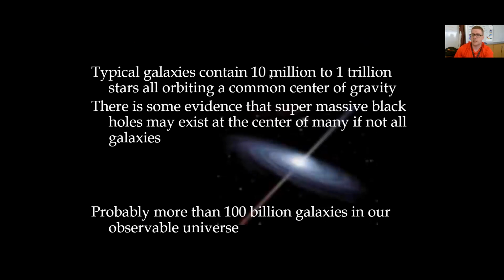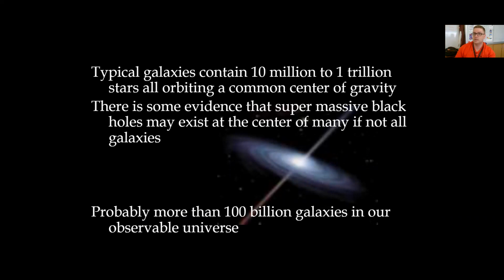So back to galaxies, they can typically contain somewhere between 10 million to 1 trillion stars, all orbiting some common center of gravity. And there's evidence that supermassive black holes may exist at the center of many, if not all, galaxies. Because in order to have all of those stars orbiting this one center point, you need something with a massive gravitational pull to get it to orbit the way it does over such a large space. The only thing that we can postulate to have that type of gravity would be a super massive black hole.